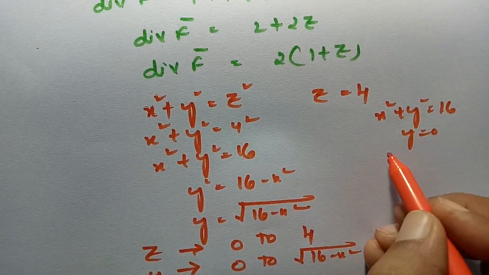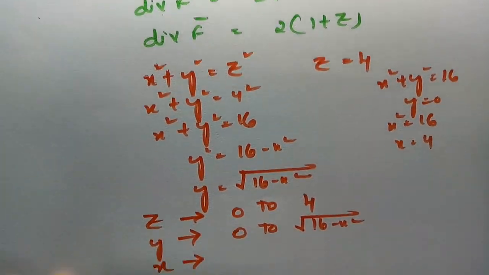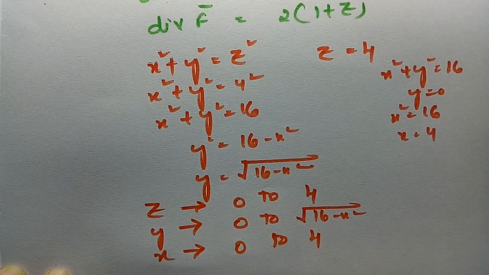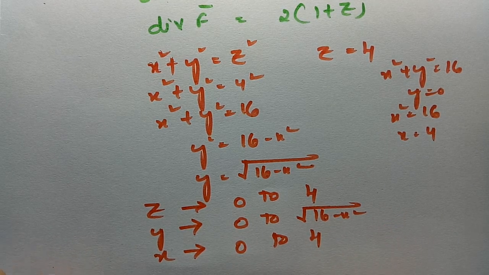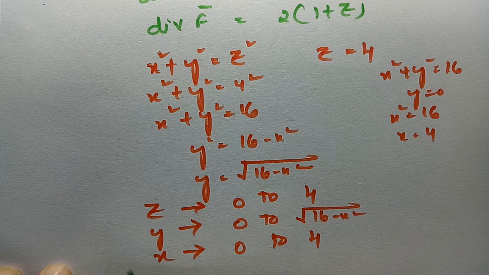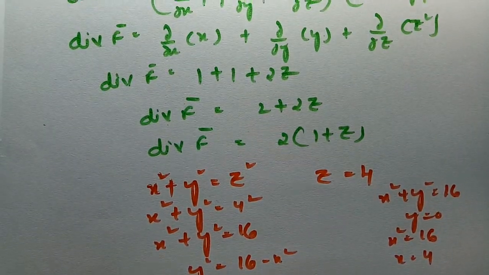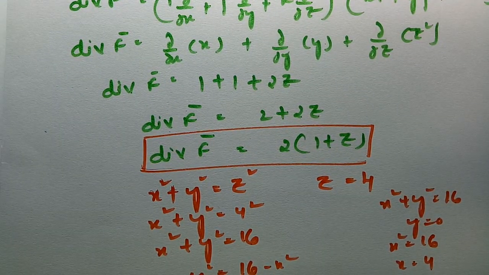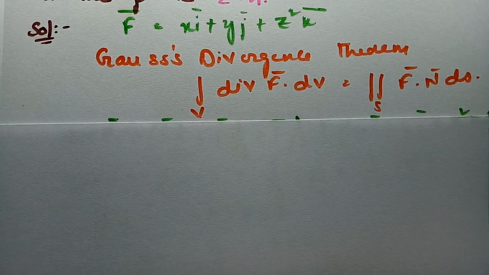If I keep y is equal to 0, then x square is equal to 16, so I'll take x is equal to 4. So x from 0 to 4. If it's a region, we have to take from negative to positive, or else we can take from 0 to 4, 0 to root over 16 minus x square, and 0 to 4 again. So these are the limits, and div f is also ready as 2 times (1 plus z). Now I am going to calculate the volume integral of div f bar dV.